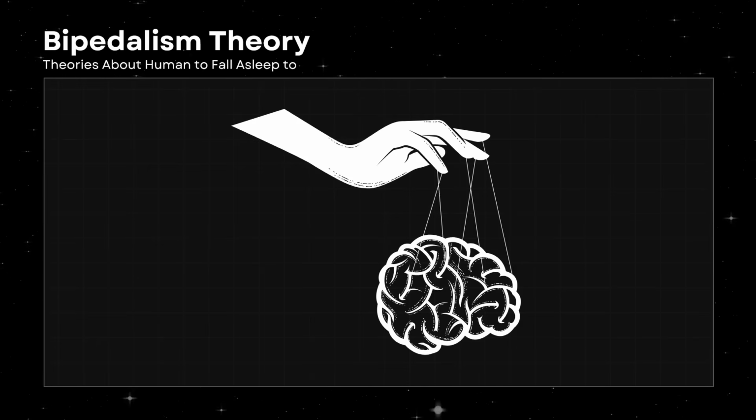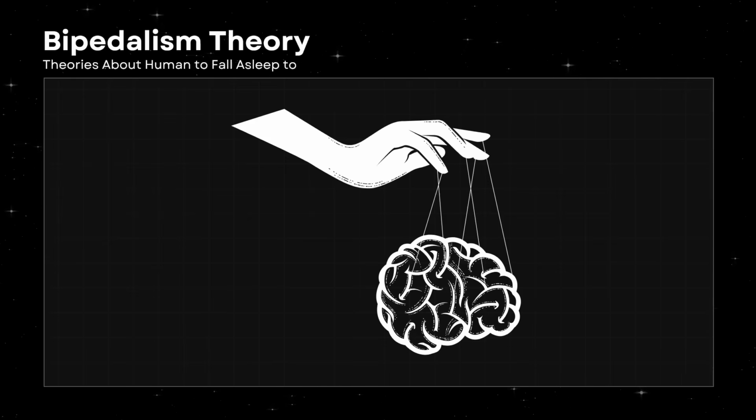Carrying also applied to infants. Human babies are born earlier in development than other primates because of the size of the human brain and the shape of the birth canal. As a result, they need more care and for a longer time. Bipedal parents could carry their young in their arms while still moving around. This close contact may have strengthened bonds between parents and children and helped with the spread of language and social skills.